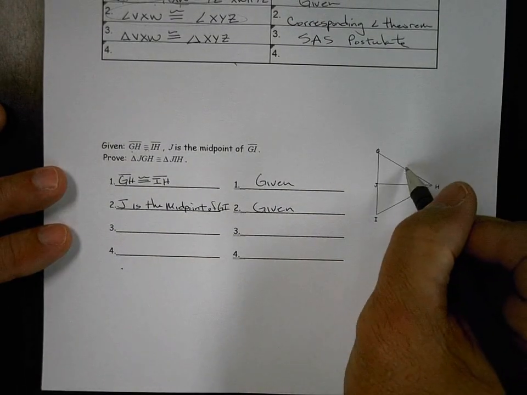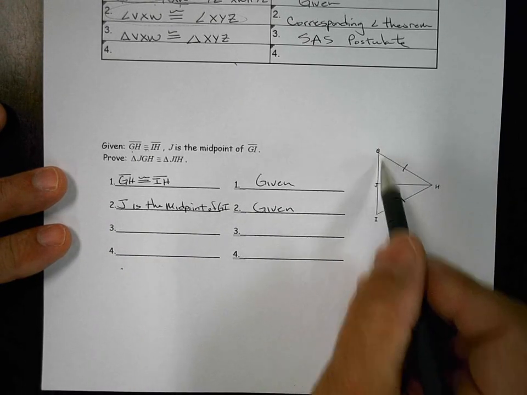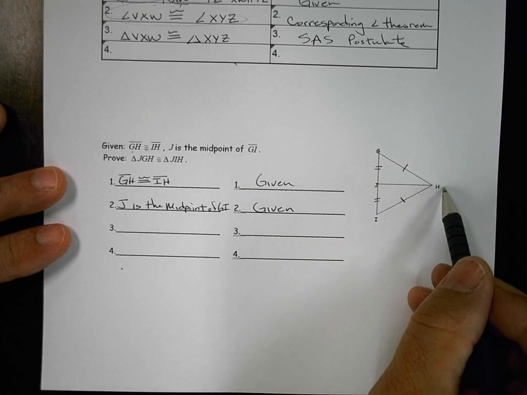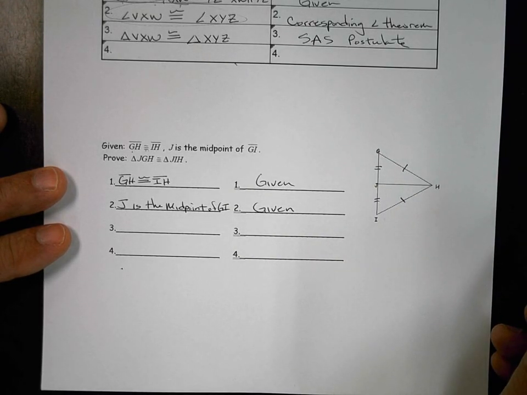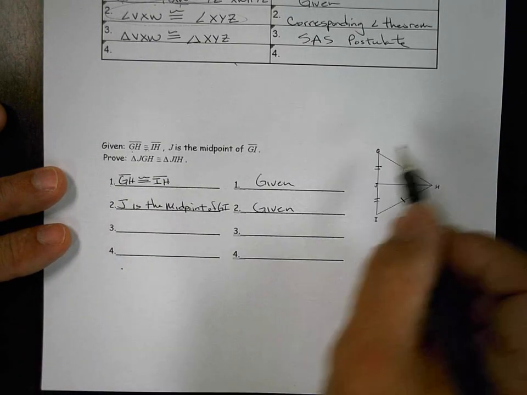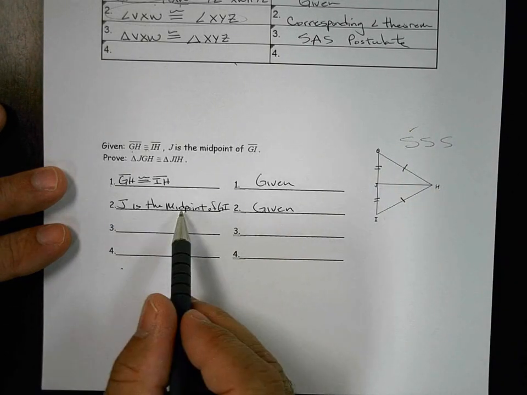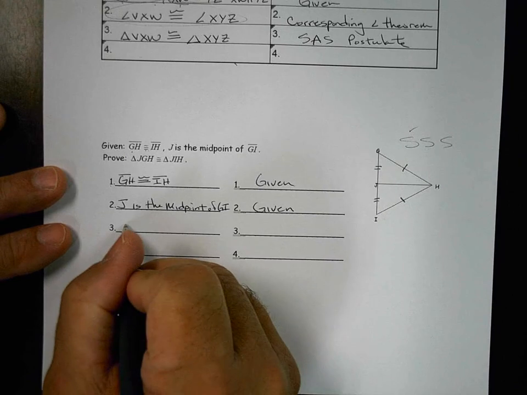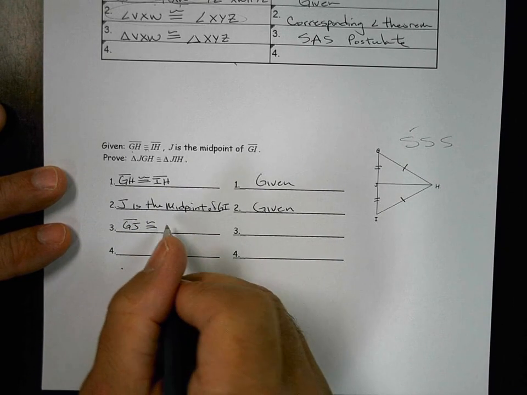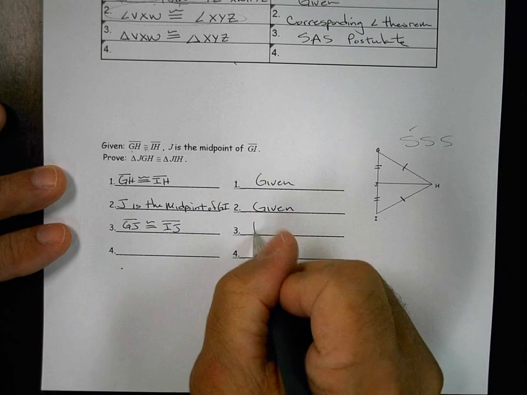Okay, so we know that GH is congruent to IH, and we know that J is the midpoint of GI, which tells us that these two guys are congruent, and they share JH. Okay, so we already are given, it looks like it's going to be side, side, side again. We have that one down. J is the midpoint of GI, so we know that GJ is congruent to IJ, and we know that by definition of midpoint.